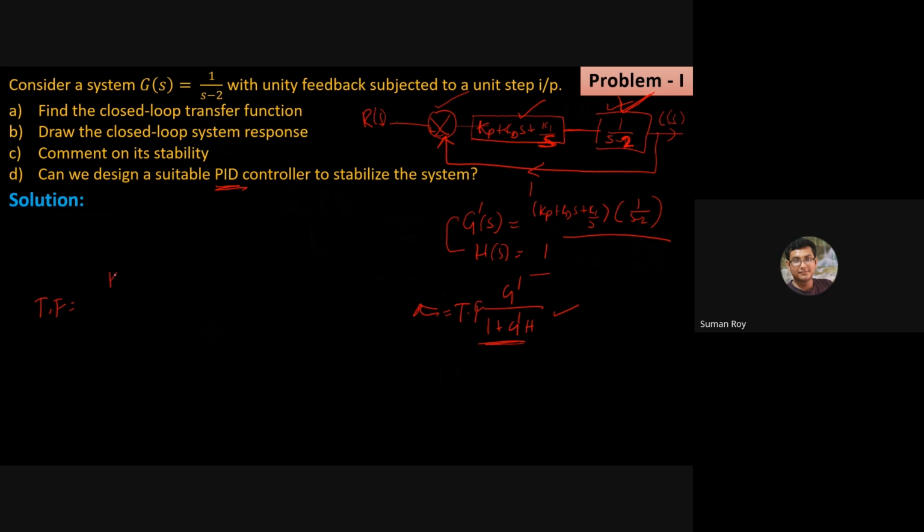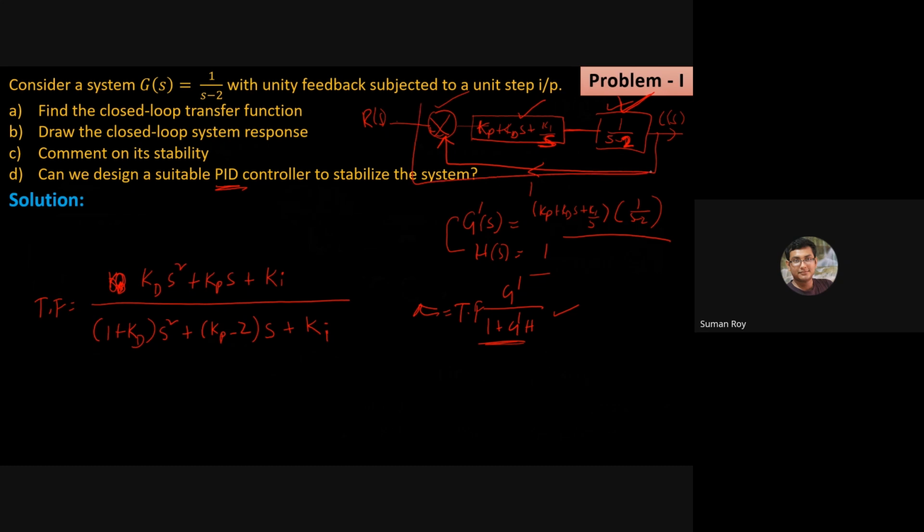Let me write it. (KD s square plus KP s plus KI) by (s square plus (KP minus 2) s plus KI). I request all of you, please verify these results, okay? For better understanding, I am just writing the answer here directly. Okay, so let's say this is the transfer function I am getting of this closed loop control system. This is my transfer function. Now, as you can see, what is the characteristic equation here?